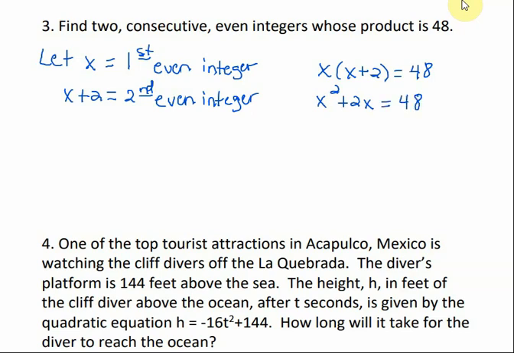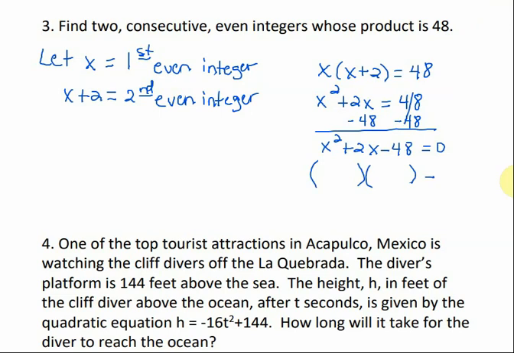So now I need to solve this. I'm going to subtract 48 from both sides. And I get x squared plus 2x minus 48 equals 0. All right, again, we have a trinomial. It factors into two binomials. My first spot, I'd have x and x. The factors of 48 that will subtract to give me 2 are 6 and 8. This tells me the sign of the bigger number. And now I take each factor and set it equal to 0 and solve.